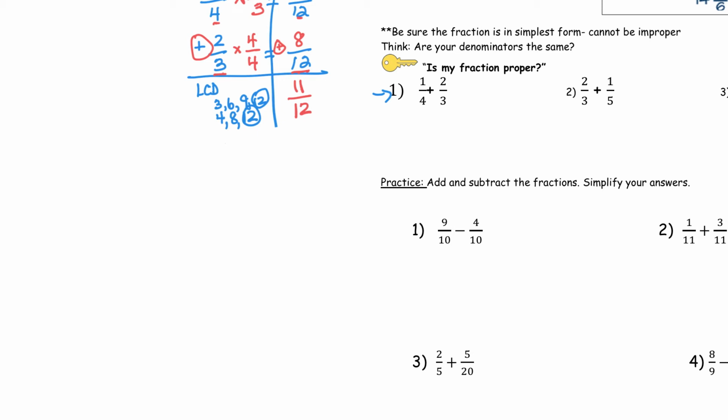If you need to get another piece of paper and do some work on separate paper, that's perfectly fine.